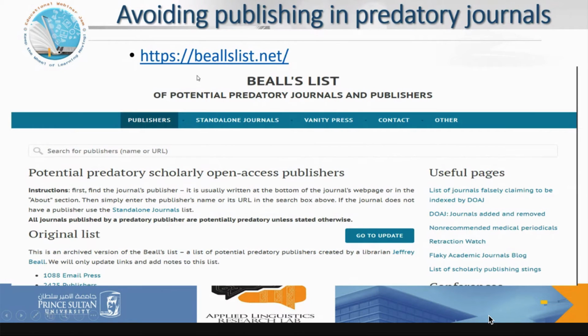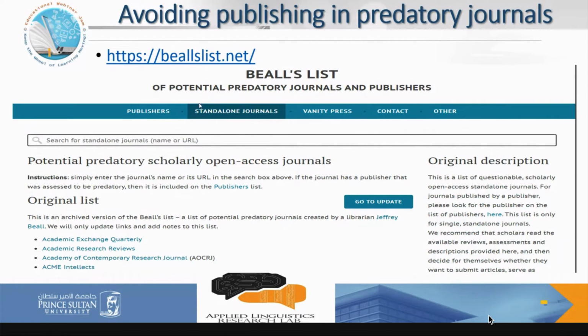But also, there is a website that most people are using nowadays, which is Beall's List, beallslist.net. Maybe Miss Maria would like to have it on the chat box. And with this website, you can spot predatory journals and predatory publishers both. As you can see here, there is a publisher. If you go under publishers, you will get an alphabetical list of all the publishers that have been spotted as predatory. And also, if you go to standalone journals, you will find a list of all the journals that are considered predatory.